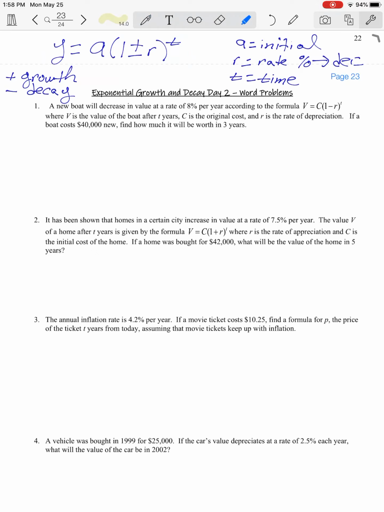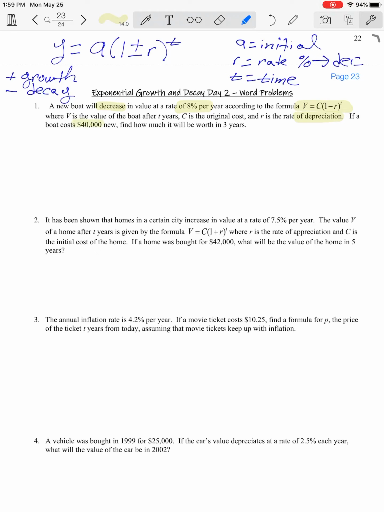A new boat will decrease. Decrease means to go down in value at a rate, here's your rate, 8%, according to the formula. Now, this is a variation of the formula I just gave you. You could use that formula. It's exactly the same one, just different letters. V is the value of the boat after T years, C is the original cost, and R is the rate of depreciation. Here's another key word. Depreciation means get smaller. That's when you know you're going to use minus.